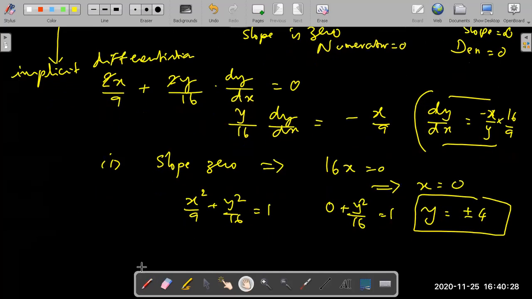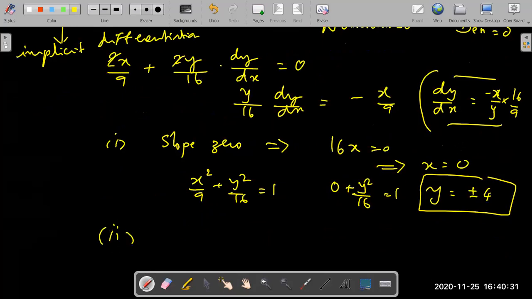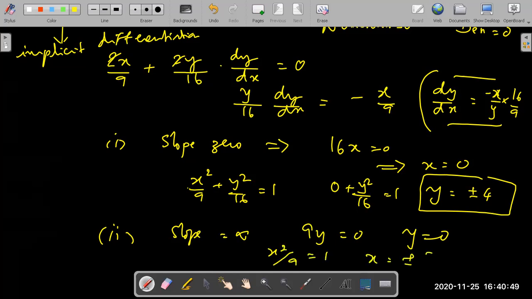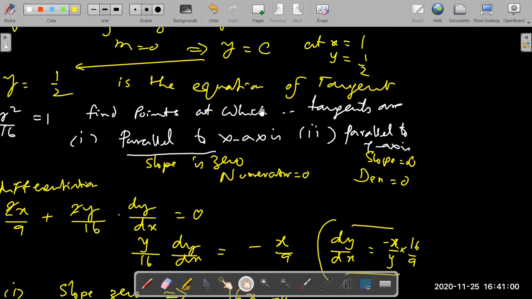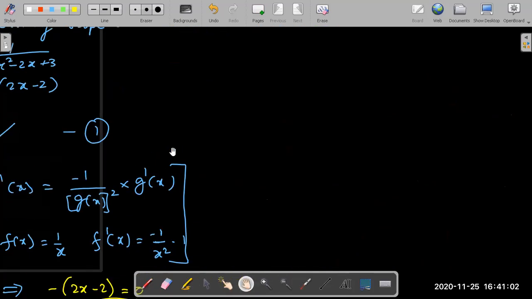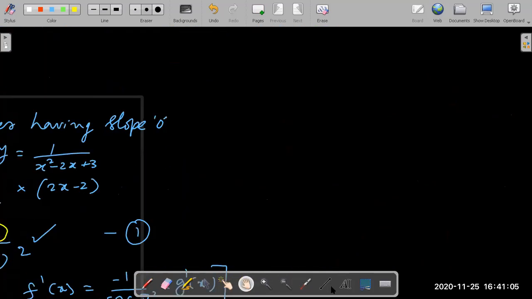Second one, the denominator has to be 0 for slope to be infinity. Slope equal to infinity. So denominator is 9y equal to 0. So y equal to 0. When I substitute y equal to 0 in this, we have x squared by 9 equal to 1. So x equal to plus or minus 3. So this is the second. So this is the first answer, this is the second answer. So that's how we complete the 13th question. So let me take it to the next part of this page. So I draw a line.